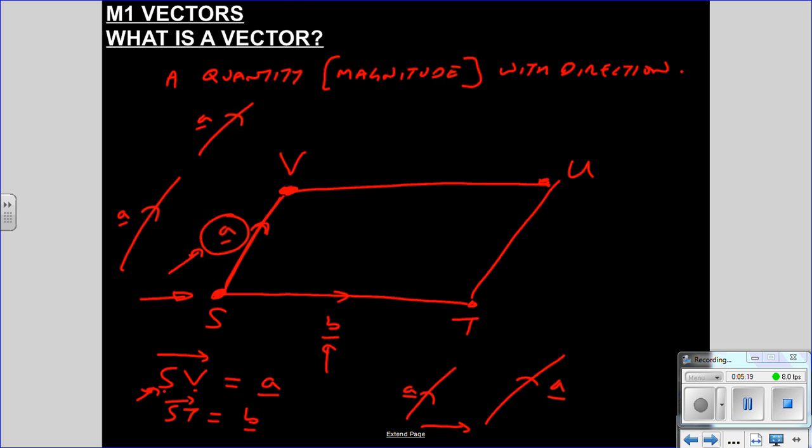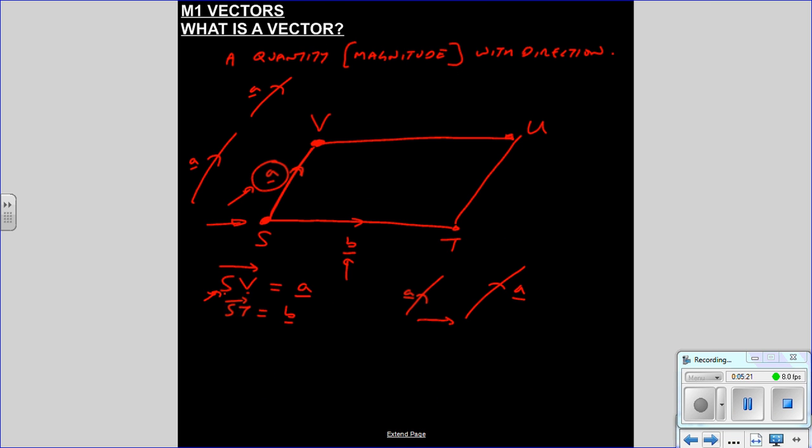How would I describe V to U? Well, hopefully you're screaming out to the video and you're saying, well, V to U is parallel to S to T, so I'm just applying the vector B to it, aren't I? So this vector here must be B. Exactly the same as S to T. Likewise, T to U would be the same as applying A, wouldn't it? If I applied A at T, I would get to U.